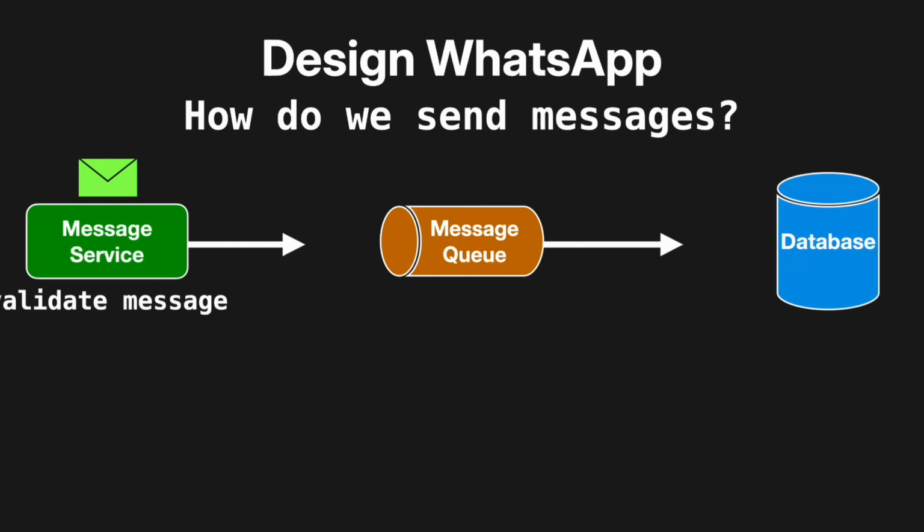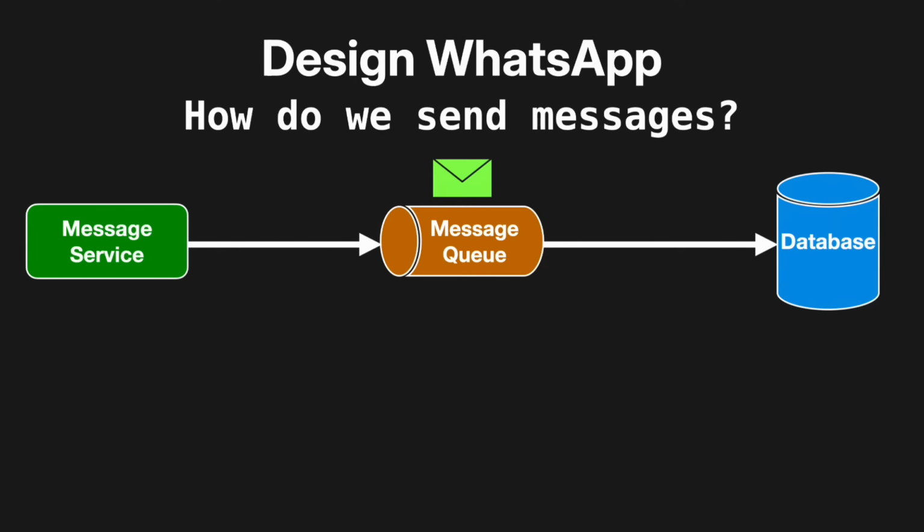The message is pushed into a queue for asynchronous processing. Why a queue? Well, just like in the previous example, this decoupling allows the system to handle traffic spikes, ensures resilience, and keeps the message service responsive even under high load. Now, how do we store messages?